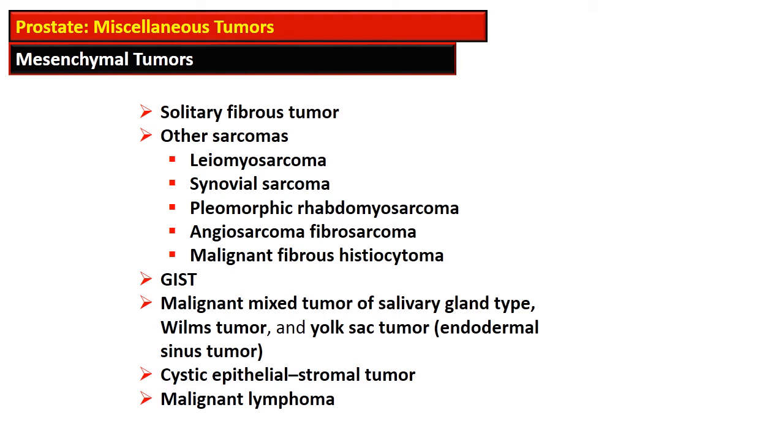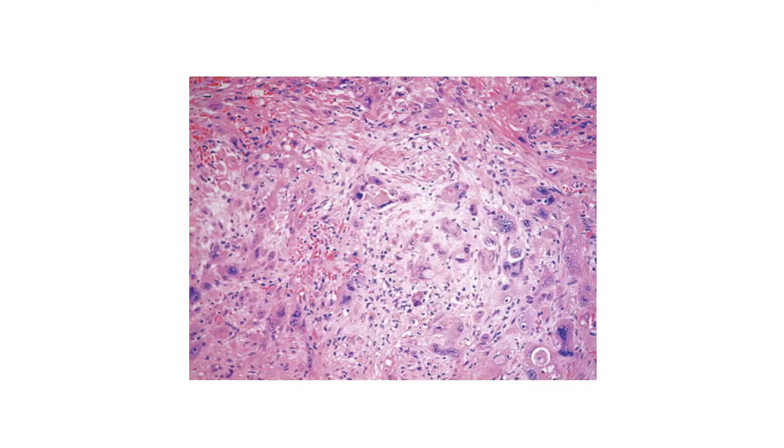Other mesenchymal tumors that are common in this area are solitary fibrous tumor, other types of sarcoma such as leiomyosarcoma, synovial sarcoma, pleomorphic rhabdomyosarcoma, angiosarcoma, fibrosarcoma, and malignant fibrous histiocytoma. GIST is also reported in this area. Also the malignant mixed tumor of salivary gland type, Wilms tumor, and yolk sac tumor, also named endodermal sinus tumor, cystic epithelial stromal tumor, and malignant lymphoma. All these types of tumors can arise in the prostate. This photomicrograph shows an angiosarcoma with epithelioid features involving the prostate. There is vacuolization within the cytoplasm, but obviously the diagnostic confirmation is through immunohistochemistry.